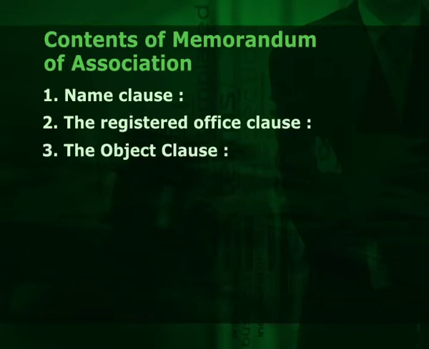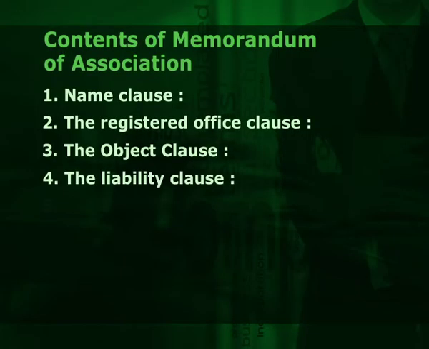The third one, object clause. It is one of the most essential clauses in the Memorandum of Association of a company because it not only depicts the objects but also helps in determining the extent of the powers which the company can exercise in order to achieve the object or the objects.